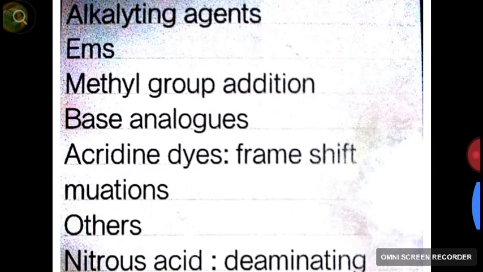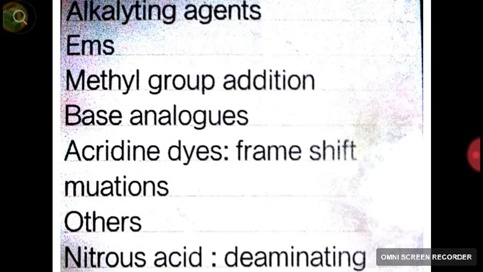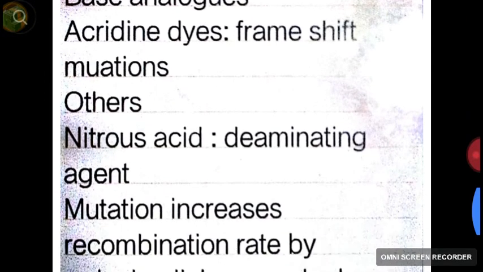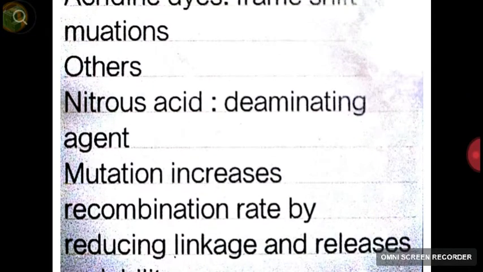Chemical mutagens are alkylating agents, base analogues, acridine dyes, and others. Alkylating agents are EMS, MMS and EES. Ethyl methyl sulfonate is the most used chemical mutagen, and it causes mutations by addition of a methyl group. Base analogues are 5-bromouracil and 2-aminopurine. Acridine dyes are riboflavin and proflavin, and they cause frameshift mutations. This is a very important bit. And others include nitrous acid, a deaminating agent.